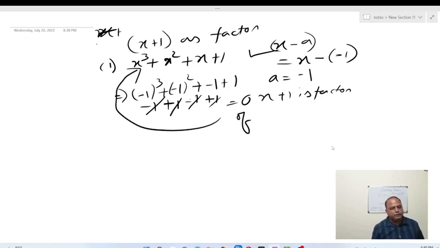Okay, similarly you solve. There are 4 questions given. You solve them. If there is any doubt, you can ask me. Now, use the factor theorem. Determine whether g(x) is a factor of p(x). There are g(x) and p(x).